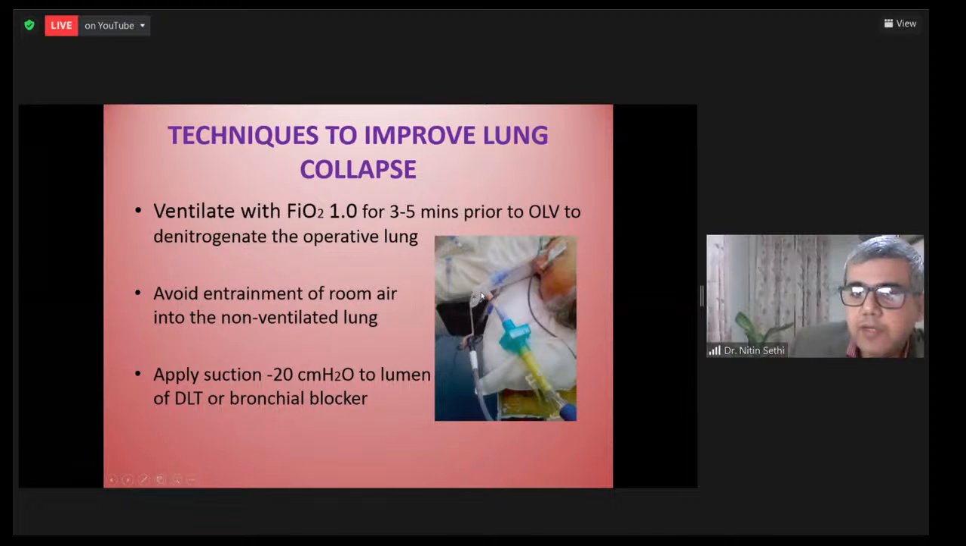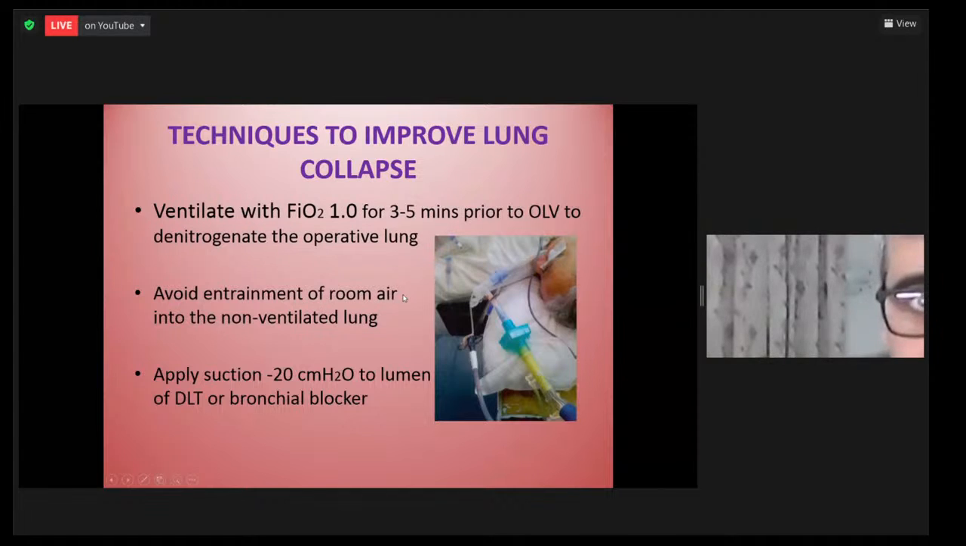Now you have the DLT port of the non-ventilated lung. So try to keep the port closed, because what happens is, when the port is open during the inspiratory phase, around 130 ml of air per breath goes through the port of the DLT of the non-ventilated lung, and that can cause insufflation of the non-ventilated lung. So you should ideally close the port at that time. If that also does not suffice, application of suction of -20 centimeter water to the lumen of the DLT, which is going to the non-ventilated lung, can also help.